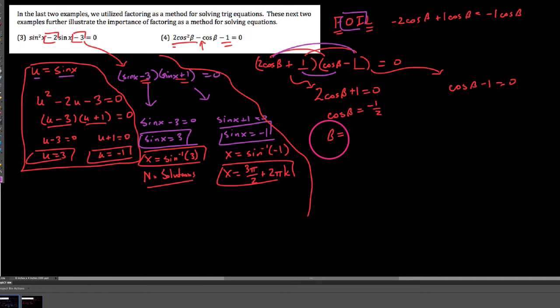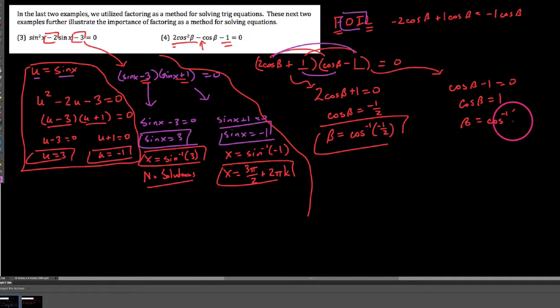And it's true that taking the inverse cosine of both sides, we get the cosine inverse of negative a half on the right. So this is our angle here. Over here, if we add the 1, we get cosine beta is 1. Then our angle must be the angle that when we took the cosine of it, we got 1. So we say cosine inverse of both sides, we get cosine inverse of 1.